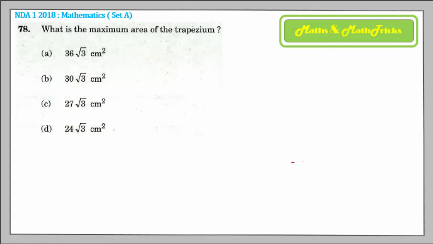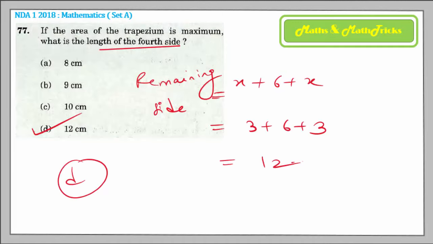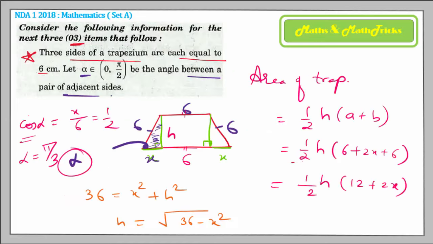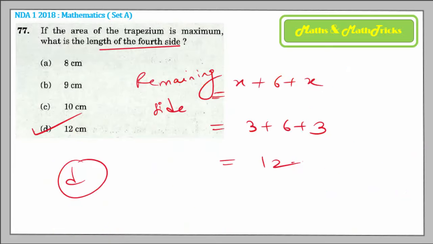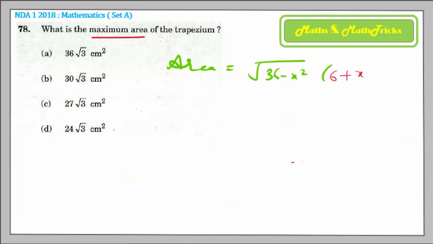Coming on to the next part, number 78, and here we are asked what is the maximum area. Area we know, what was that function we have got? We have got the area function, which is root over 36 minus x square into a plus b. What was that? 6 plus 6, 12, na? 12 plus 2x. Let me recall. Let us not go wrong anyway. Okay, coming on to the diagram back, the area function, this is what we have got. We have simplified, right? This is the area, 6 plus x.